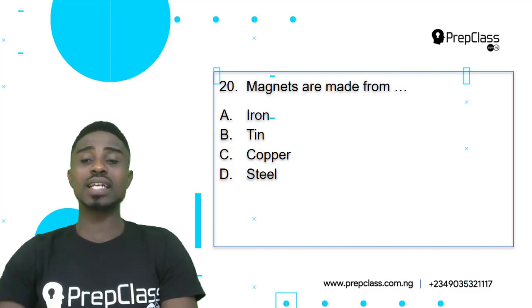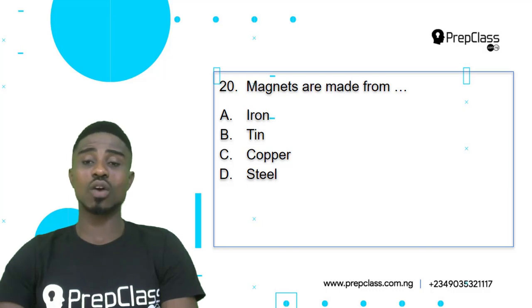Question 20. Magnets are made from A. Iron, B. Tin, C. Copper, D. Steel. For us to carefully select the correct answer, we need to analyze all of the options and see which one best answers our question.